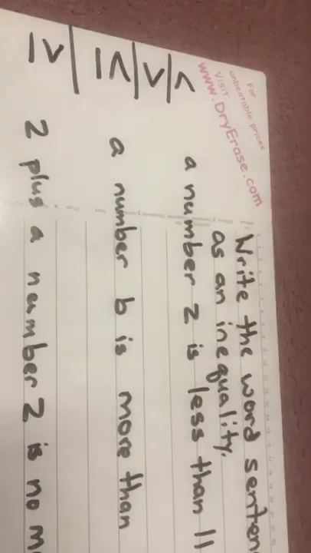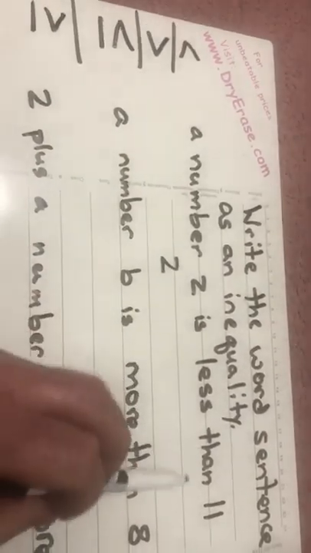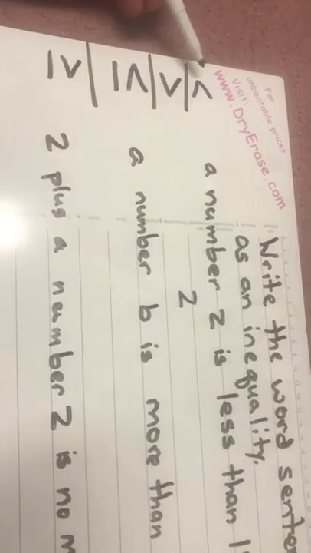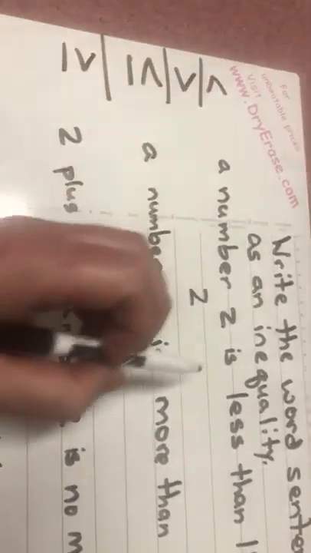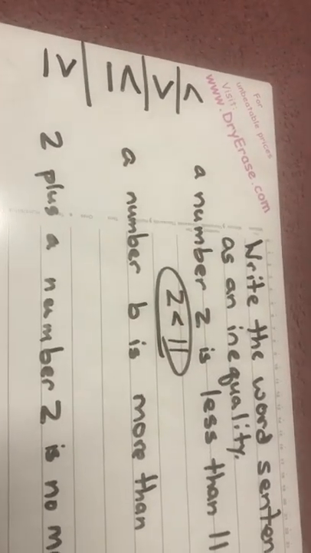When I look at this first example, it says a number z is less than 11. So we're going to start with z, but it says less than. Now this is the less than inequality. So we're going to have z is less than 11. And that's going to be our answer.